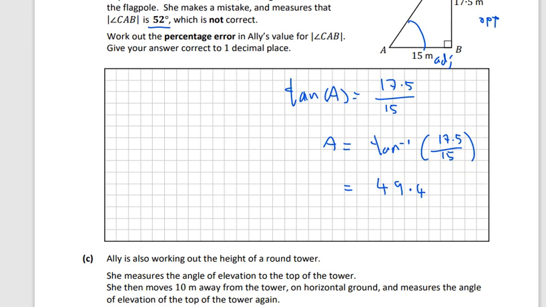Then the difference, obviously, is 2.6. When you do 52 take away 49.4, that's 2.6, so she's out by 2.6 basically. So you do 2.6 over what it actually is. So it actually is 49.4. And you multiply that by 100. That's 5.3% when you round it off.